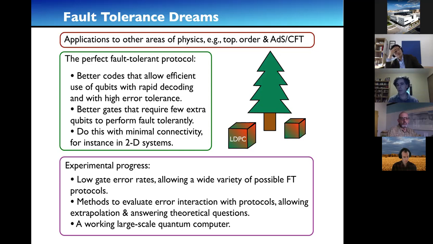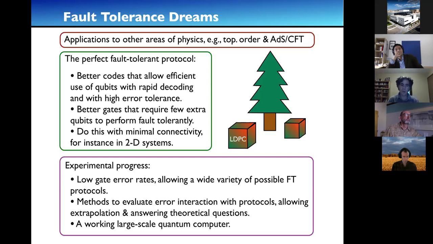And we'd like to do all of this with minimal extra connectivity. So for instance, ideally, we'd like to be able to do it in two-dimensional systems with nearest neighbor gates. So it's not clear if this ideal fault-tolerant protocol exists at all, but people are constantly working on this and making small or large improvements that give us some hope that we can do much better than what we have now.